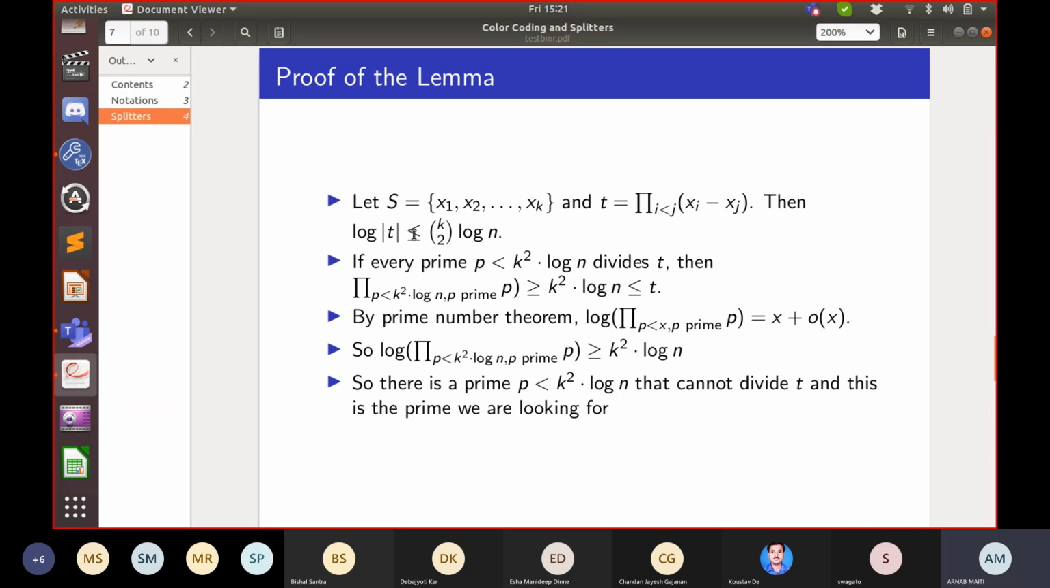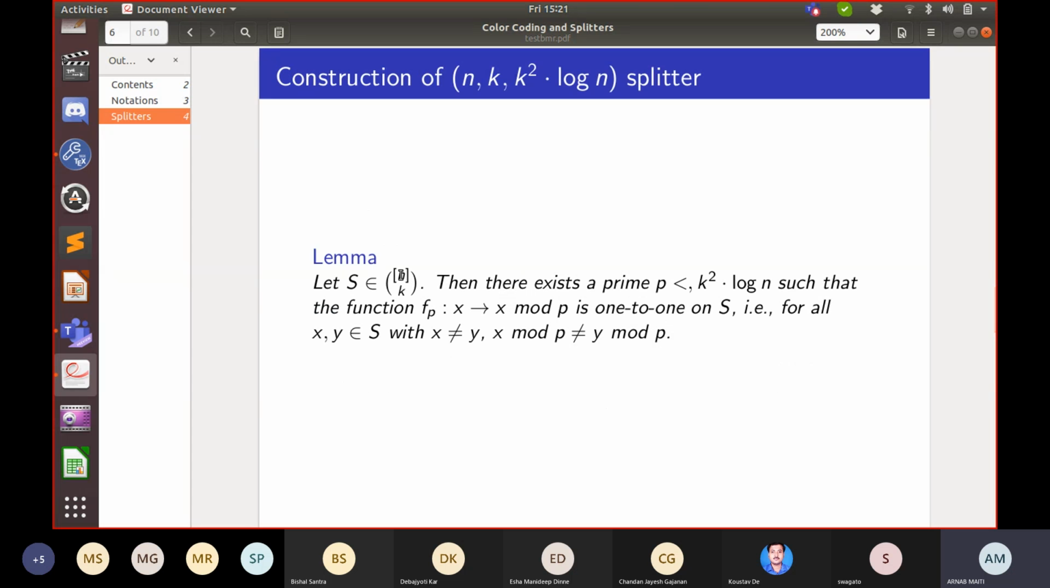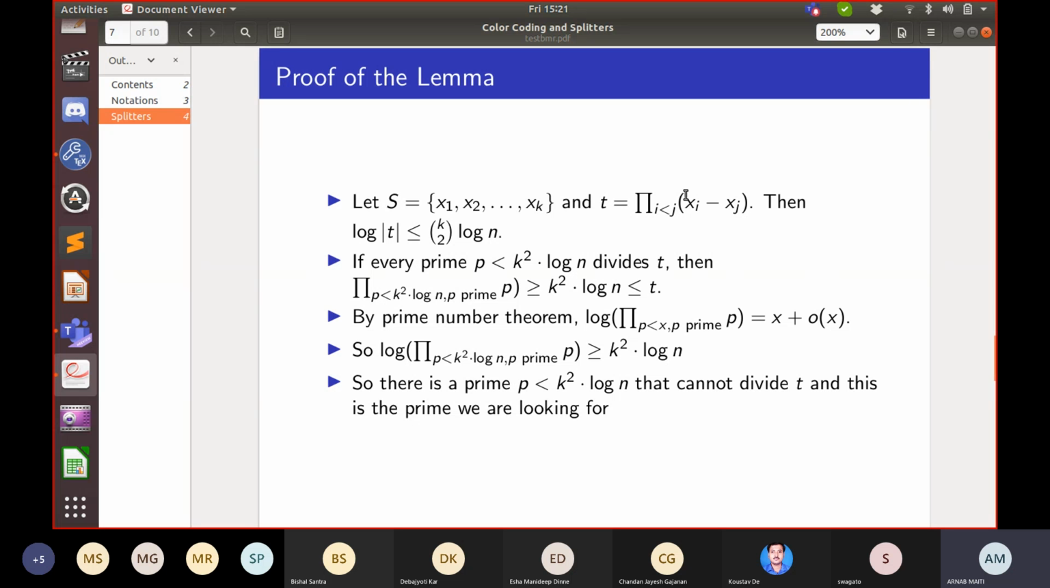Then log of mod T is at most k choose 2 times log n. This happens because the difference between any two numbers is at most n, since this is a subset of 1 to n. Any number's maximum value can be n and its minimum value can be 1, so the difference can be at most n, and the number of pairs is k choose 2. So log of mod T is at most k choose 2 times log n, because when we take the log, the product becomes a sum.